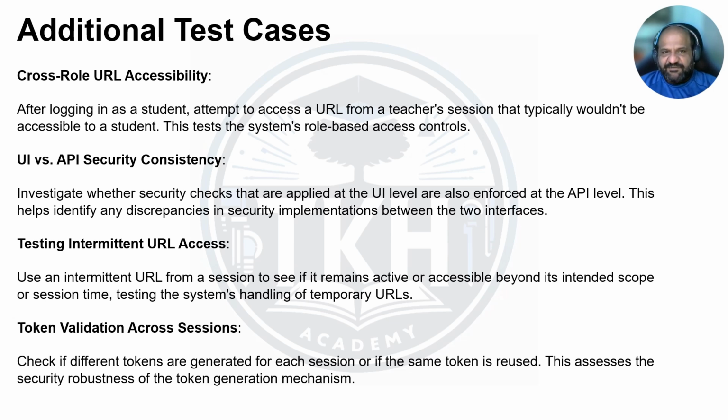The second one is UI versus API security consistency. So this one is my favorite because a lot of the time what happens is the developer will put all the security on the UI side, but at the API side, those securities are missing. What I mean by security here is authorization. So it will check for authentication, but it will miss out on checking authorization.